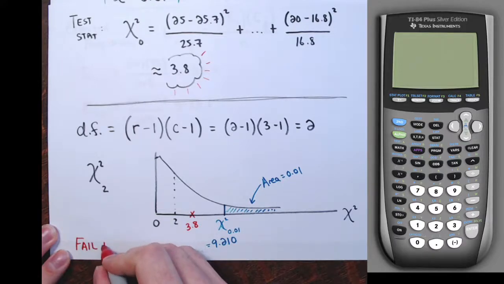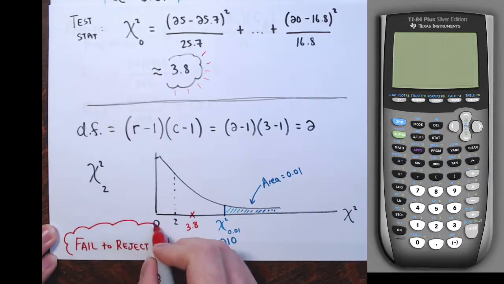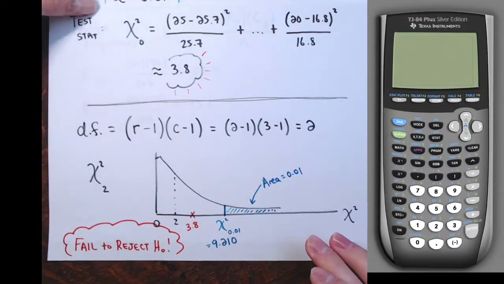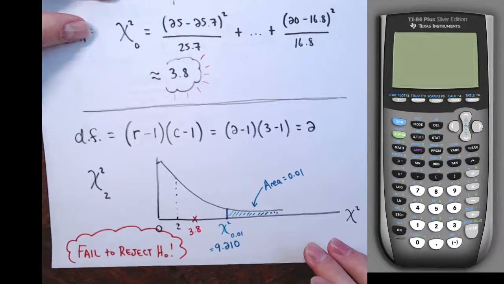We would fail to reject the null hypothesis. All right? And then if we go back and look at the hypotheses, now the hypotheses, remember, are the same for all these homogeneity tests.